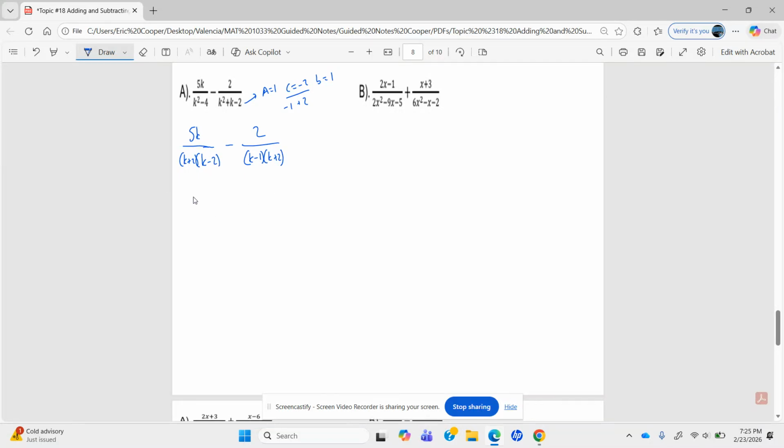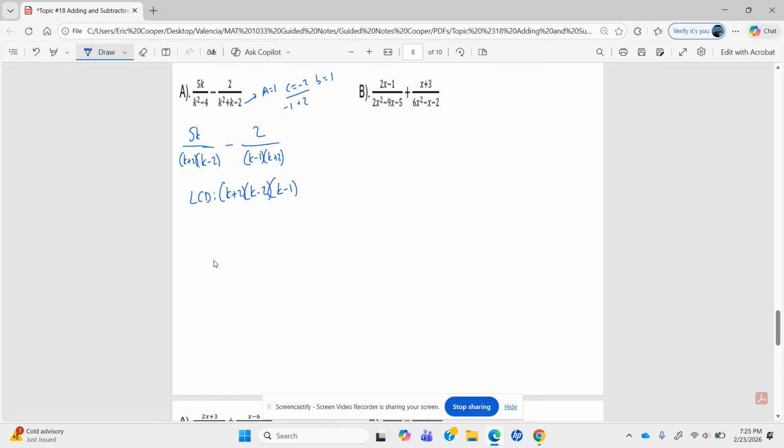Now that the bottom is factored, let's get our LCD. We need one of everything that's in the denominators. We don't have anything that repeats in any of the denominators, so we're just looking for unique things. So I have here a k plus 2, I have a k minus 2, I have a k minus 1. And this k plus 2 we don't need to write again because we already wrote it here. Both denominators just happen to have k plus 2 in it. So there is my LCD.